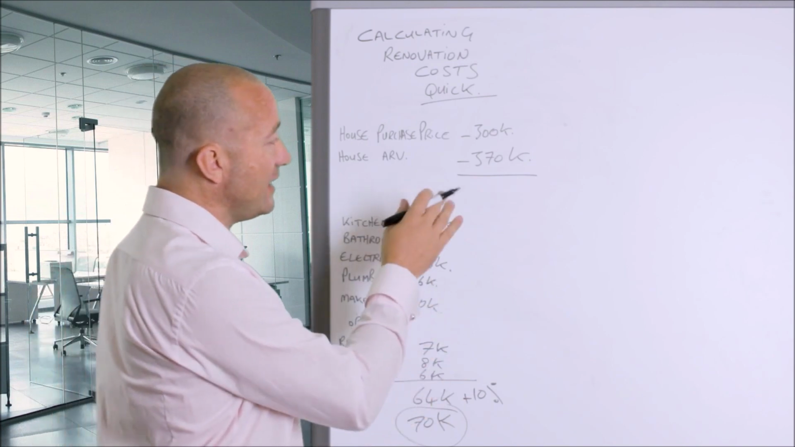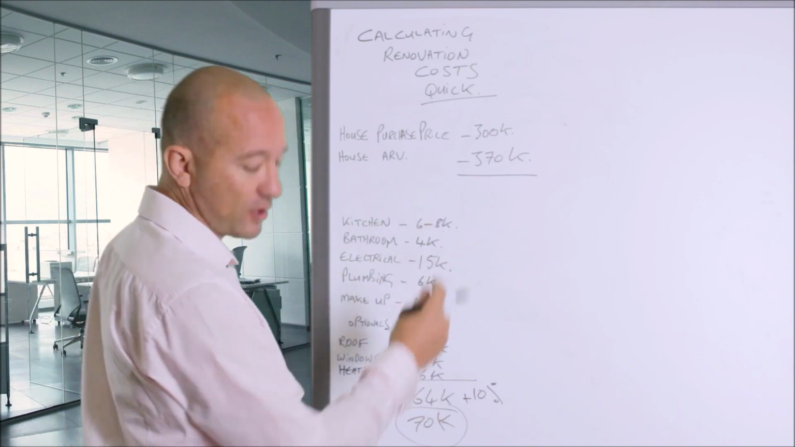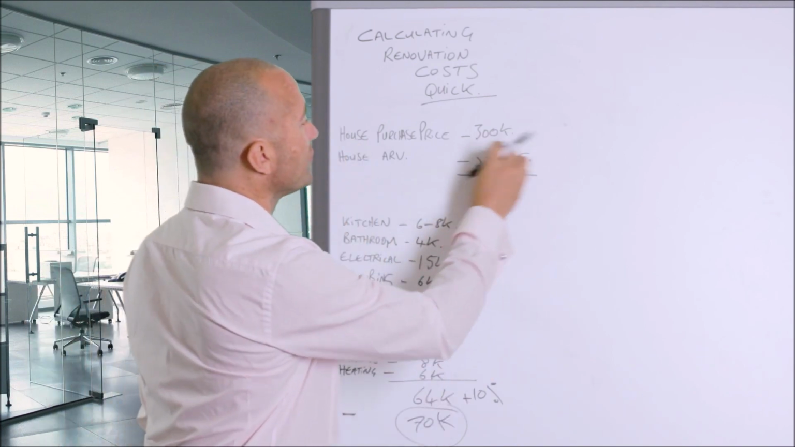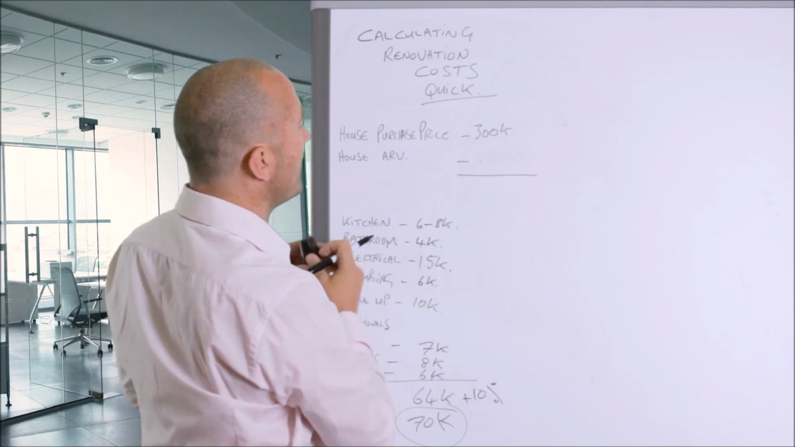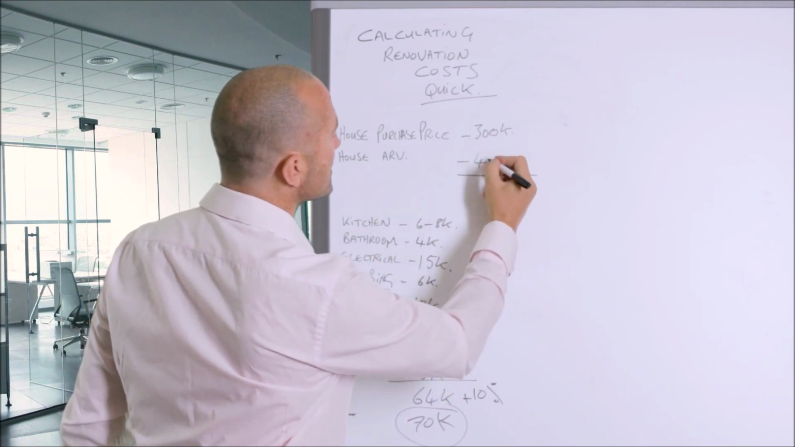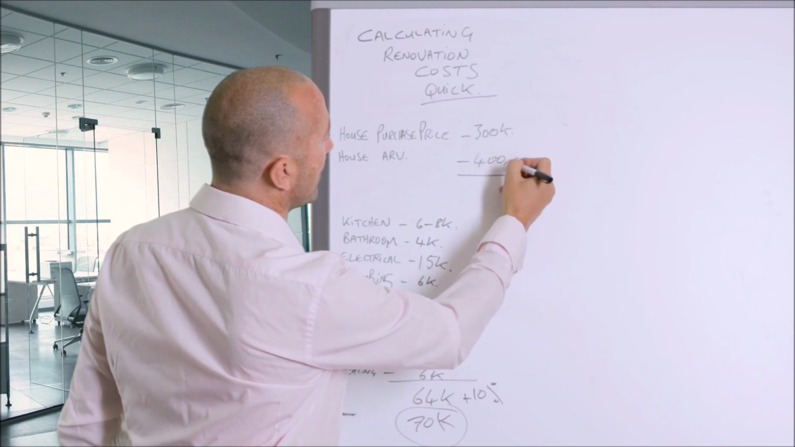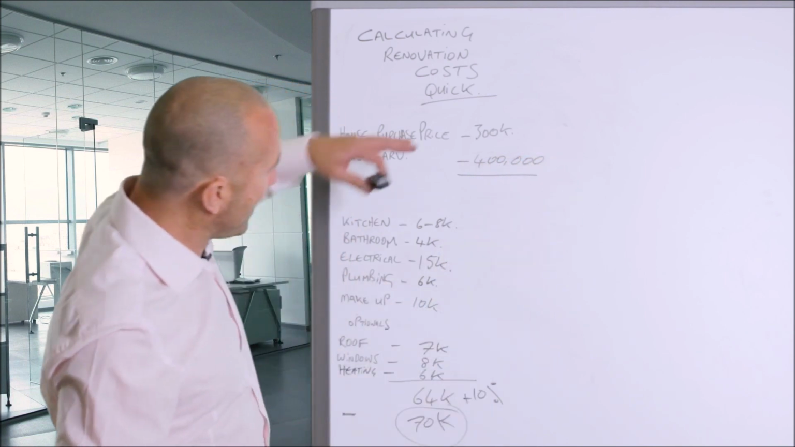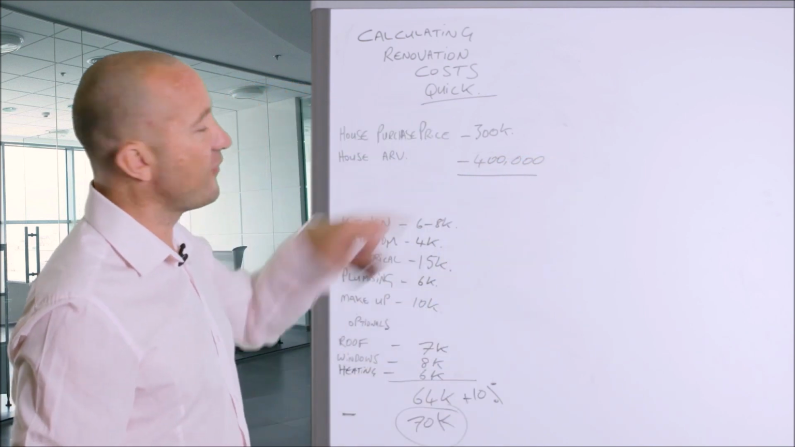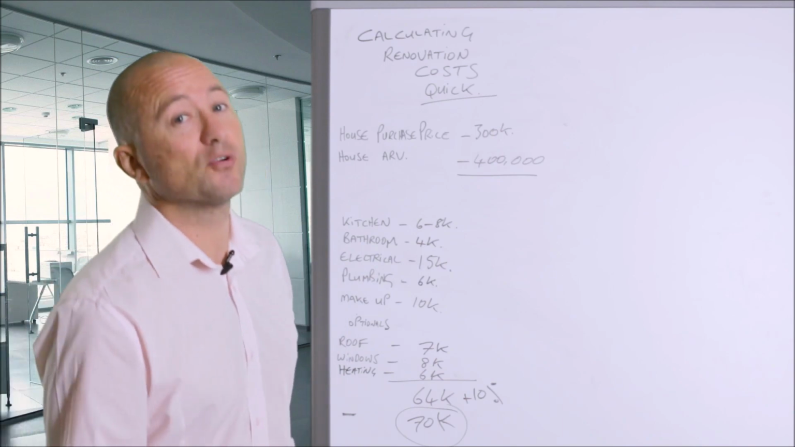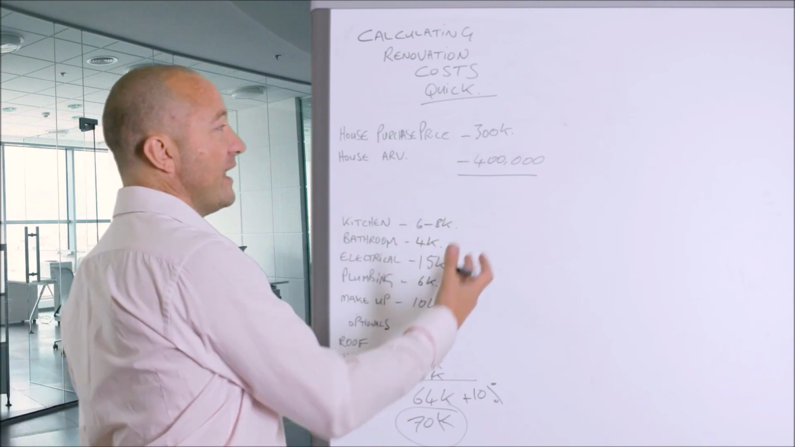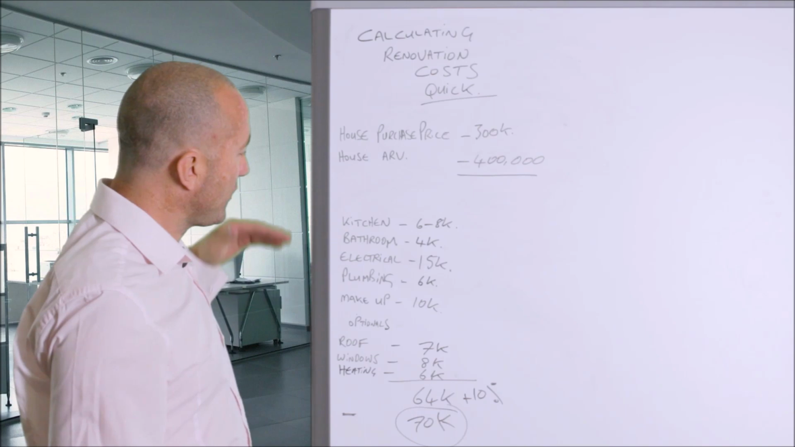Now, I don't want to break even. I want to make sure I've got a margin in there. So I'm looking in the region of about $400,000. If I can get the after repair value, so if I can buy a house for 300, spend 70, and it's worth $400,000, then I'm okay with that because now I've created a margin.